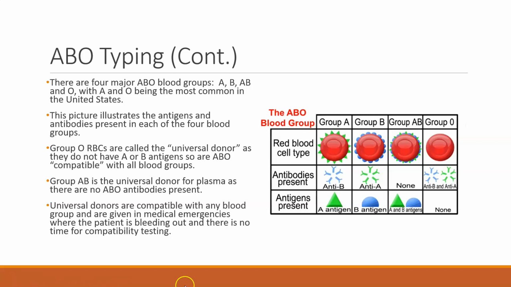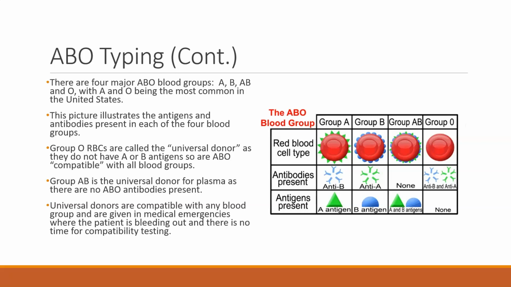Let's look at Group O RBCs. These are called the universal donor because Group O RBCs do not have A or B antigens. So they are ABO compatible with all blood groups. And we're just talking the cells. We separate the red cells from the plasma. And so you can see that by being Group O, your cells would be compatible with all blood groups because they lack ABO antigens. So even if a patient has ABO antigens, they're not going to react with Group O cells.